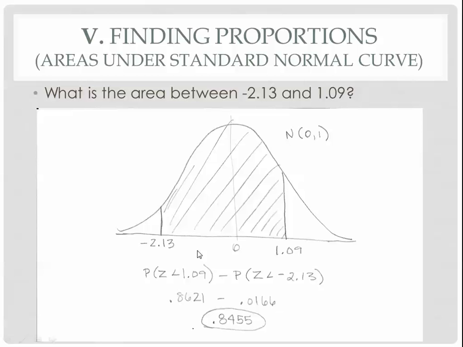Well, to the left of 1.09 goes from here all the way back, including this tail. But I don't want that tail, I just want to go that far, so I need to subtract out that little tail. So if I look up 1.09, I'll get 0.8621. And if I look up negative 2.13, so I can figure out what that tail is, that'll be the area that I have to subtract off. It's 0.0166. And I do that subtraction and I get 0.8455. Okay? Always be drawing that picture.